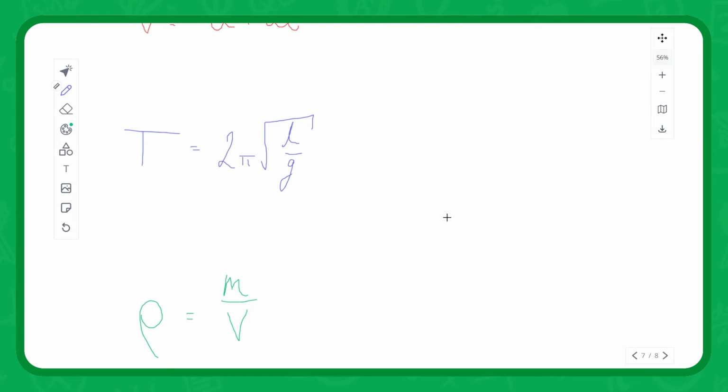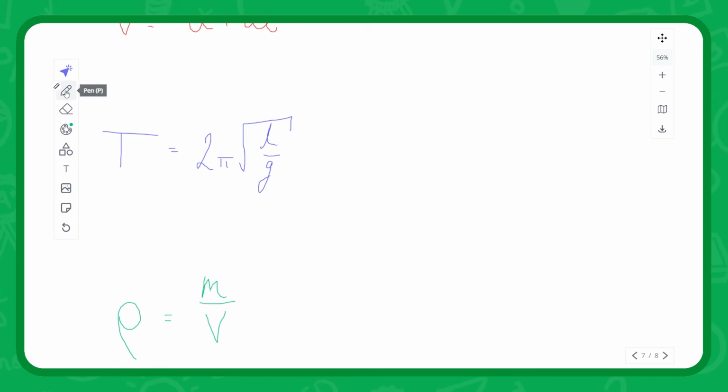However, again, with BIDMAS, we begin with B and then I, which is indices. So we can't yet square everything, otherwise it would square everything on both sides as well. You can begin with that, but in general, it's good to try and get the square root on its own first. So the first thing I'm going to do is divide both sides by 2 pi.